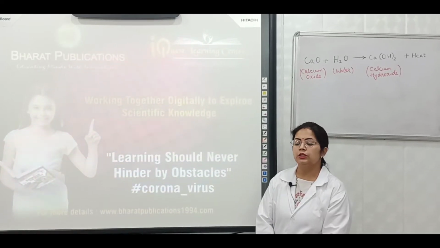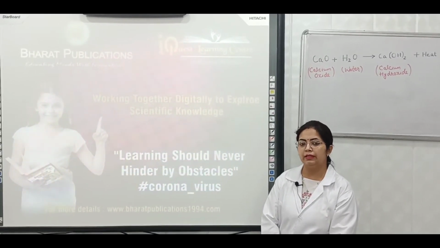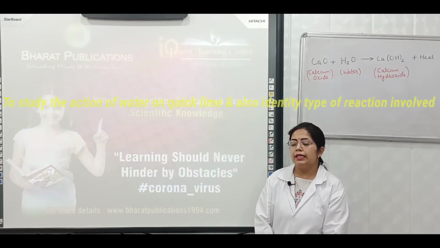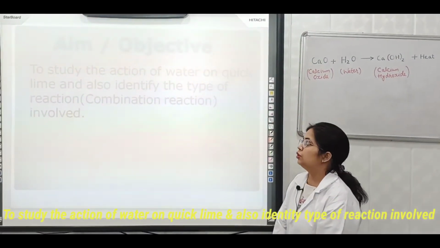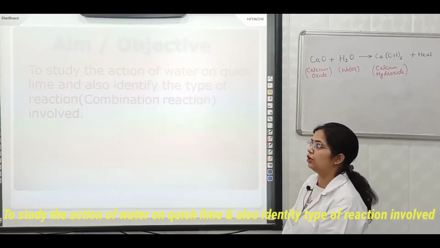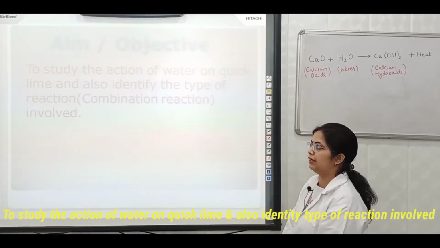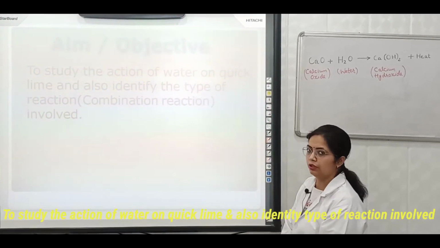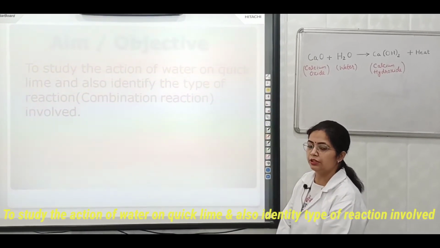Hello everyone. Today we are here to do an experiment from the class 10th chemistry. The aim of this experiment is to study the action of water on quicklime and also identify the type of reaction involved. It is a type of combination reaction.